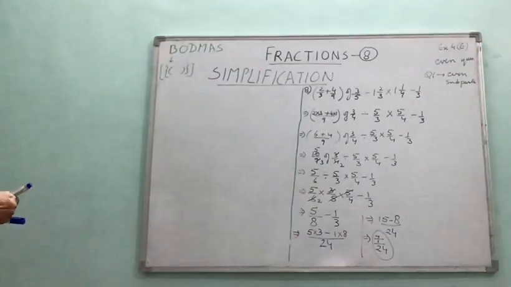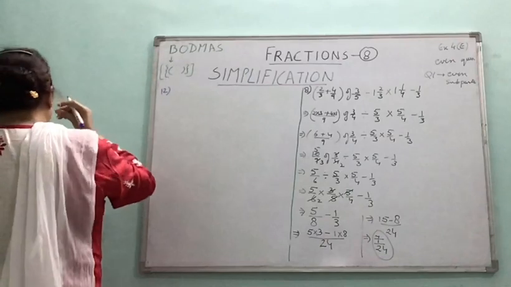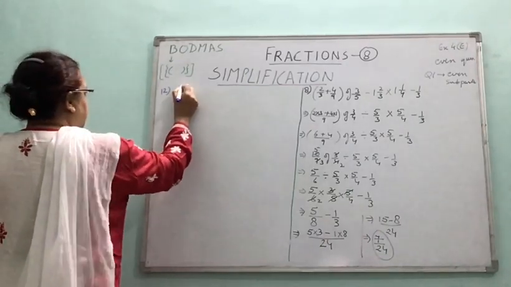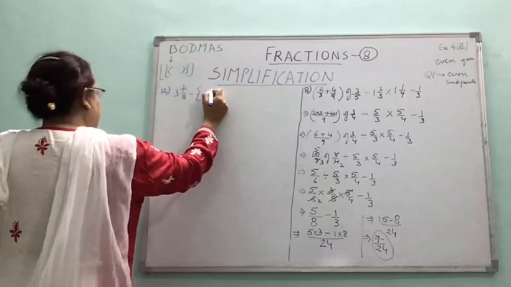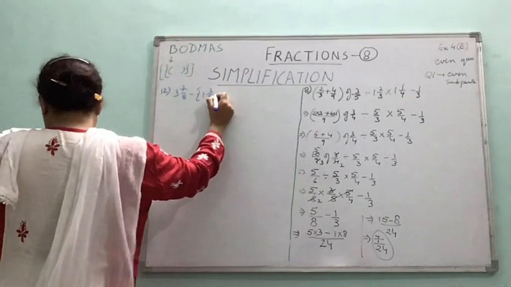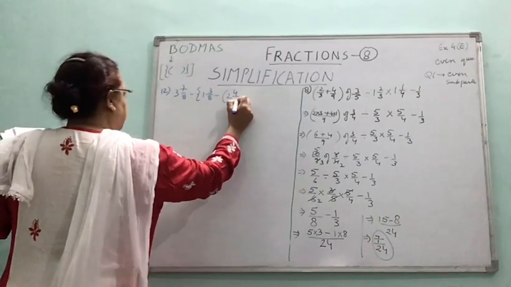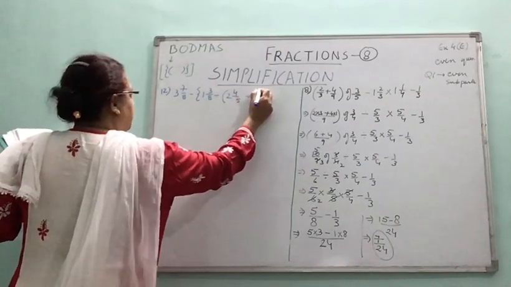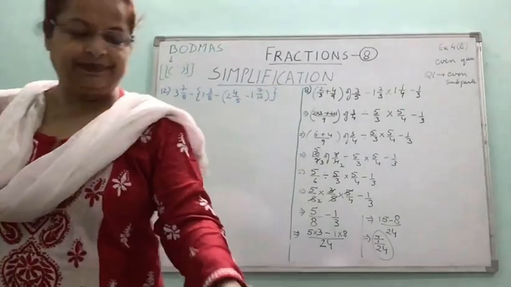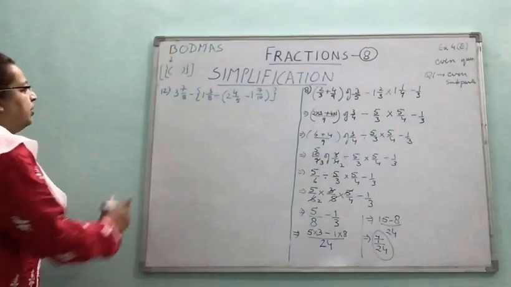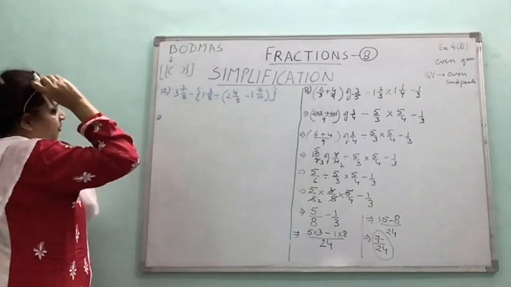So I'll take another question now. I'm taking question number 12. And the question is 3 whole 7 by 8 minus, now you see the braces, 1 whole 3 by 8 divided by parenthesis 2 whole 4 by 5 minus 1 whole 7 by 10. So we'll start by brackets, and in brackets also we'll follow the order. But first and foremost, convert all mixed fractions to improper fractions.